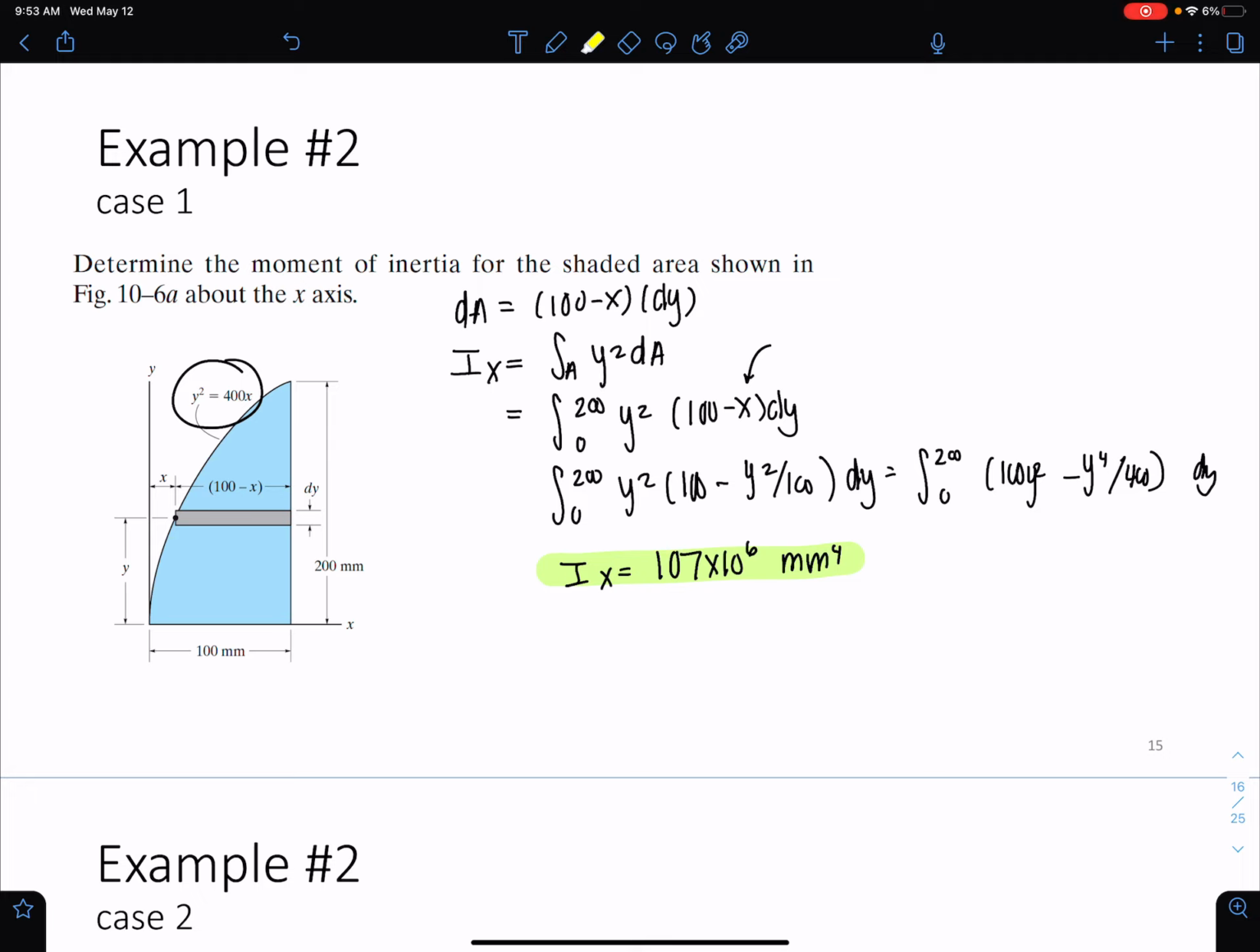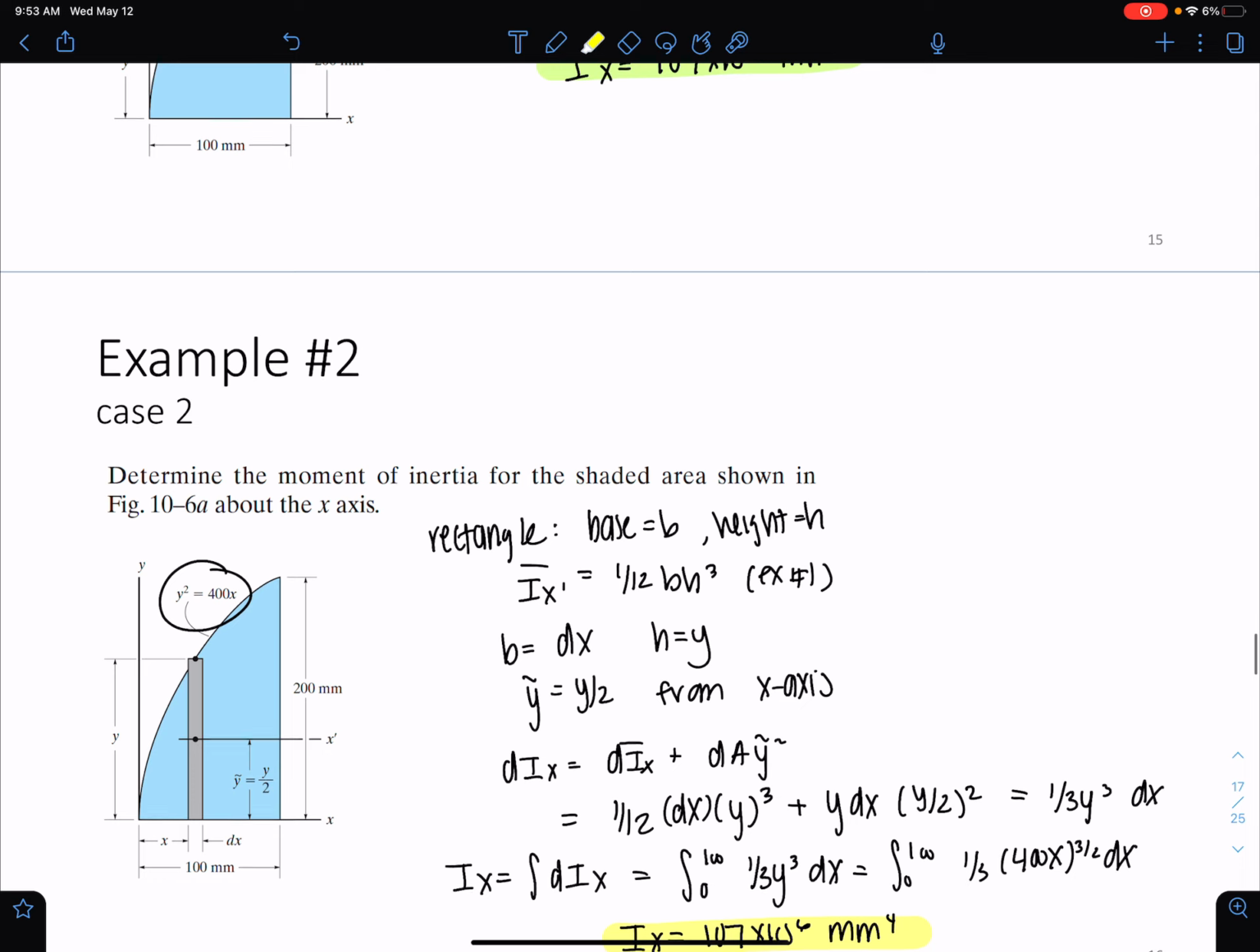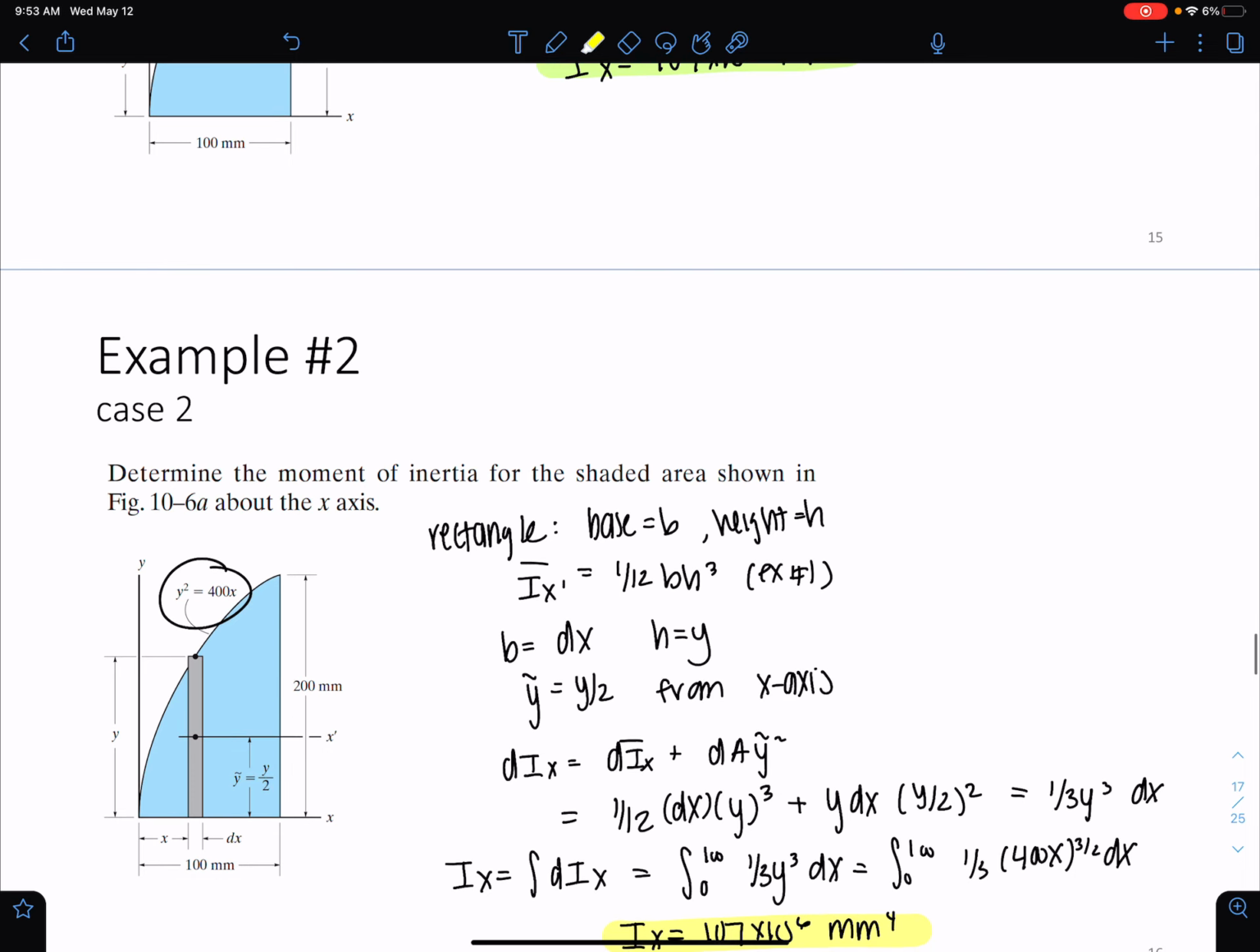So it's much easier to use an element that's oriented parallel to the axis you're trying to find the moment of inertia of. Then you don't have to use parallel axis theorem. If you pick an element like this, you'd have to use parallel axis theorem because it's perpendicular to the axis we're trying to find the moment of inertia of.